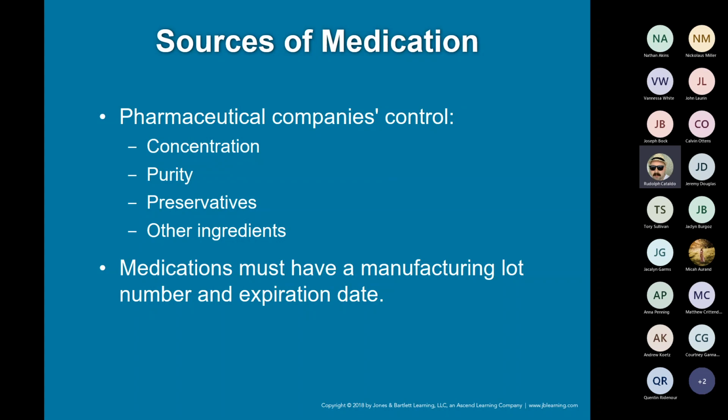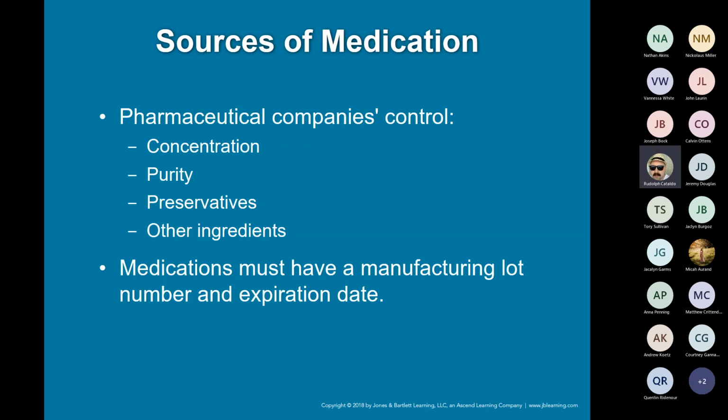Now, each pharmaceutical company is going to control certain things of the medication, right? They're going to control the concentration. What that means is how many milligrams per ml, how many micrograms per ml are in this vial. The purity of the medication. Now, the FDA does have it set that it has to have a certain level of purity. What preservatives are in it to make it how long it's going to last. That's why medications have an expiration date. If they had a massive amount of preservatives, they're going to last a lot longer. And then what other ingredients they're going to put in to make that medication? What are the components that are needed to make that medication?